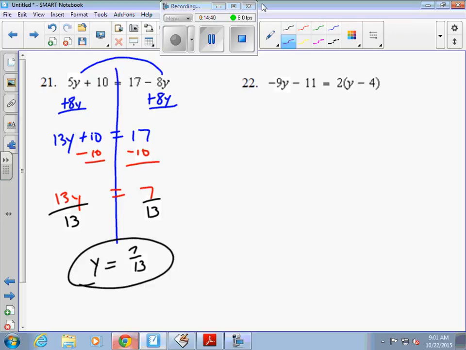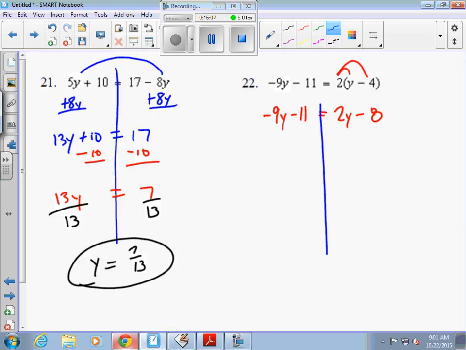Number 22 says negative 9y minus 11 equals 2 times y minus 4. Remember, before you try to undo anything, you have to simplify. 2 distributes to y and to negative 4. So we have negative 9y minus 11 equals 2y minus 8. You have variables on both sides. Bring your smaller y over to your larger one.